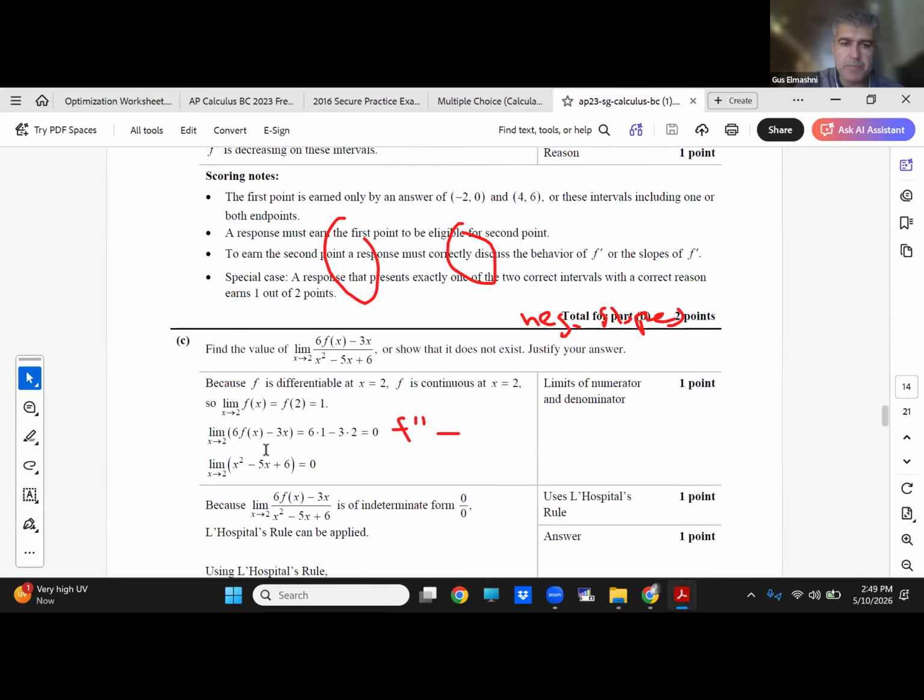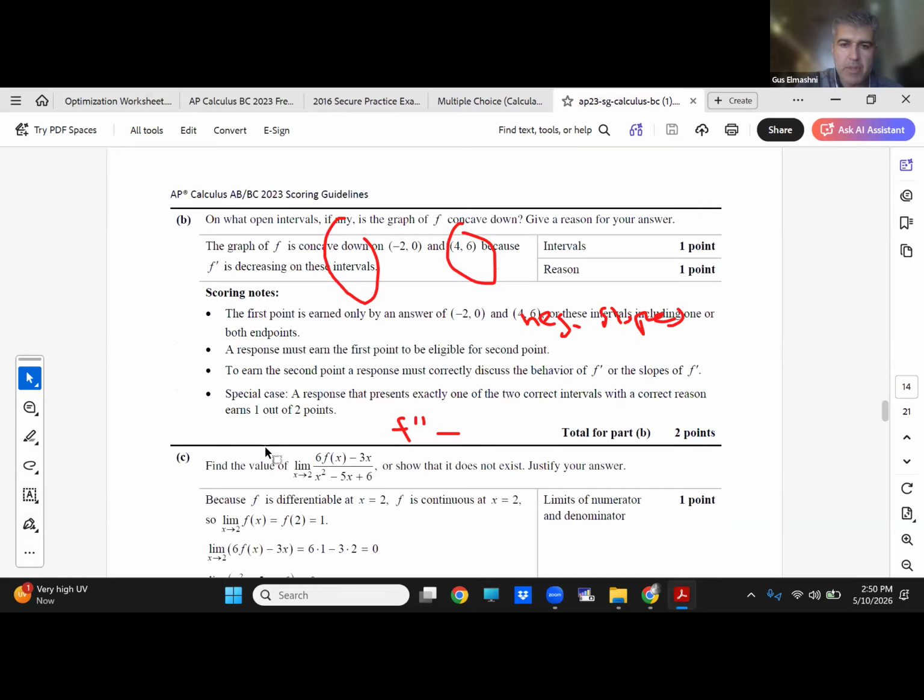Okay, well, just ignore C for now. You say the intervals, and that f prime is decreasing on those intervals, or you could say something about the second derivative being negative. That's fine too. If you say f double prime is negative, you might want to be a little more explicit and say the slopes are negative. So that could work too.